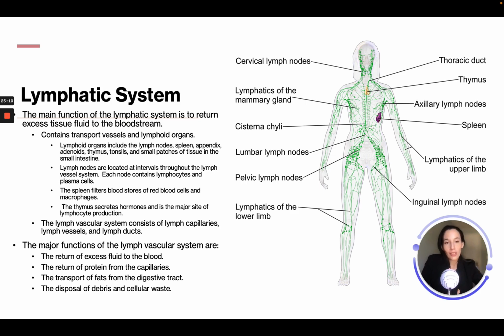So if we look over at this picture, these are all the different lymph systems of the body. You can see they're all over the body: your spleen, thymus, and then all these different lymph nodes throughout your body. You don't need to have them all memorized, but just to see how that system works and all the different tracks.